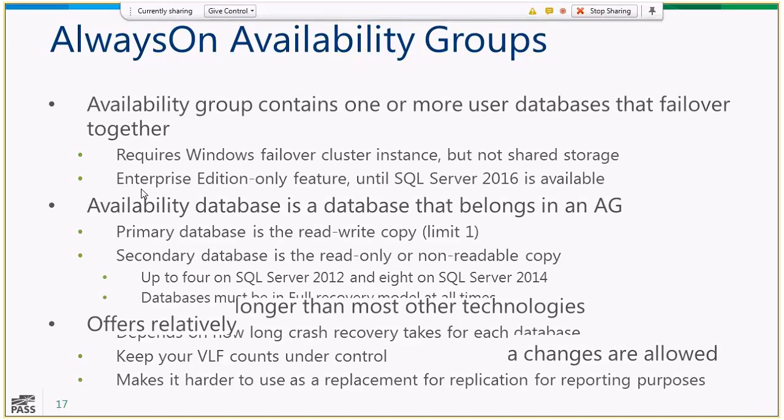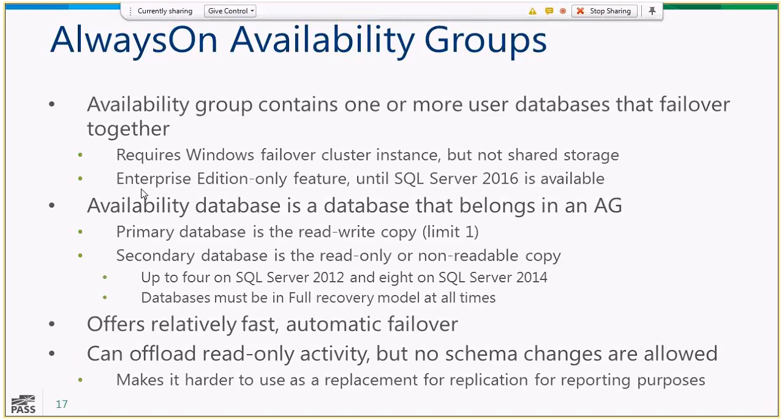Now, Always On availability groups, that is something that was, again, added in SQL Server 2012. It's an Enterprise Edition only feature, although they're going to have a very limited version of it in SQL Server 2016. And this lets you have one or more user databases that fail over together. And in order to do this, you have to have a Windows failover cluster instance, but you don't have to have shared storage.